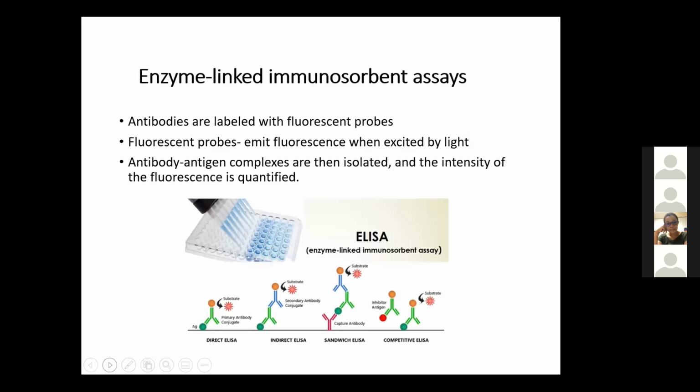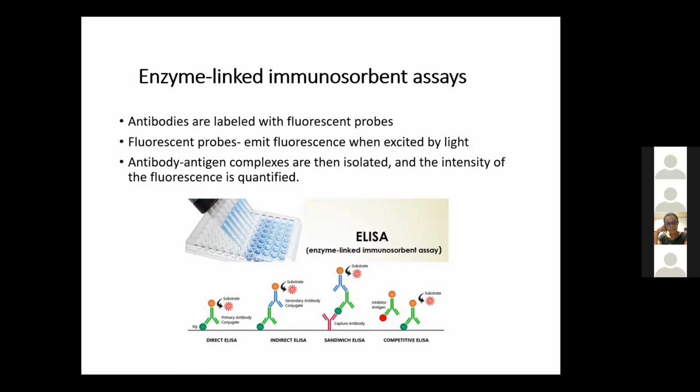Right. So one of the most common are the enzyme-linked immunosorbent assays, where you have antibodies that are labeled with fluorescent probes. So they emit light when excited by light, and you usually run this through a plate reader at different wavelengths. You have an antibody-antigen complex that is formed, and the intensity of that fluorescence can be quantified. So you've got different types of ELISAs. We've got the direct, indirect, sandwich, and competitive. And I think this is what most people use.